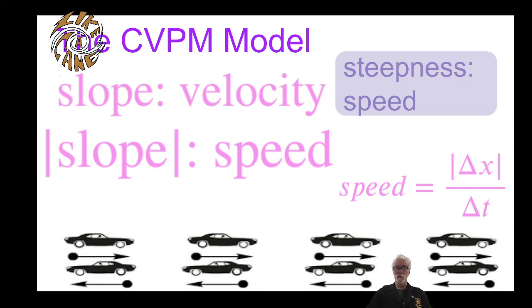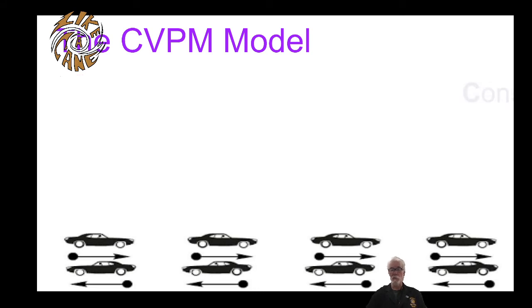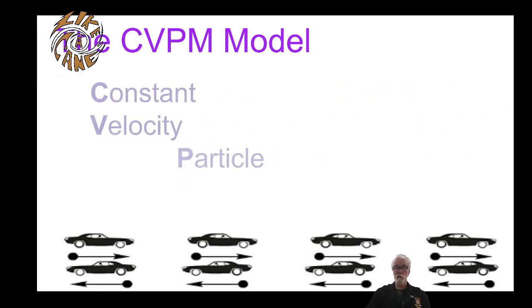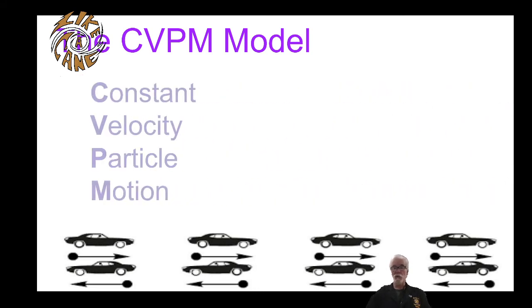This is a graph of a straight line, which means that the object's velocity is not changing over time. We're going to call this model of motion the constant velocity particle model, or CVPM for short. And that's what this unit is all about. So we're restricting ourselves to situations where there is no change in speed. It's always moving at a constant speed and a constant direction. That's a constant velocity particle model of motion.